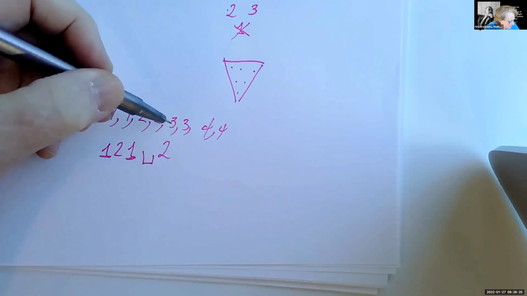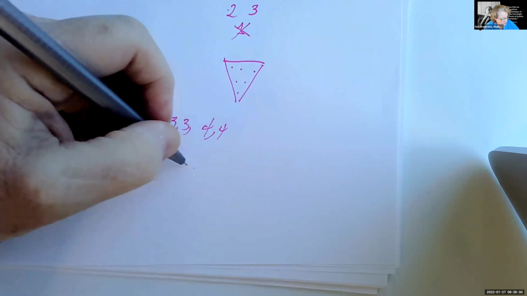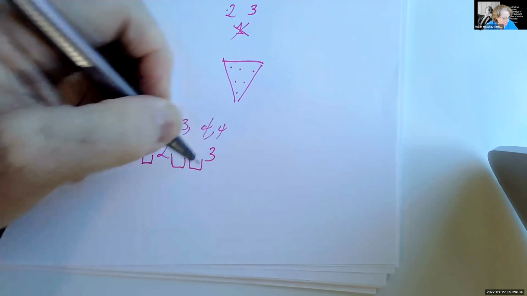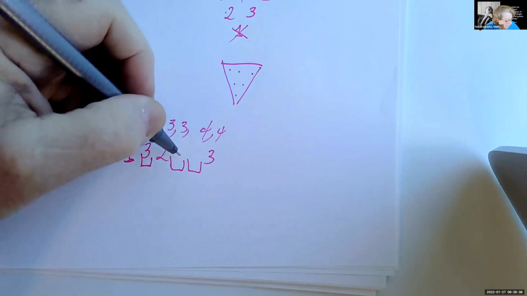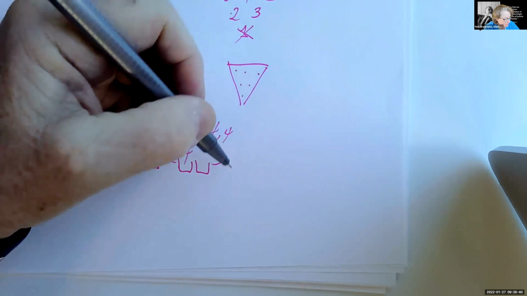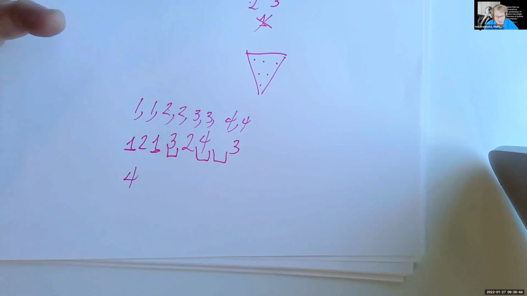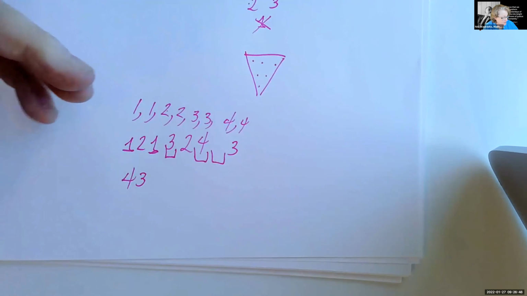Let's see. I still have 3. Okay. But the 3's have to be 3 digits apart. 1, 2, 3. So I could put the next 3 here. And do you see the problem? We've got a 4 finally showing up, but the 4's have to be 4 digits apart. So exactly, we want to start with a 4 and then follow it by a 3.